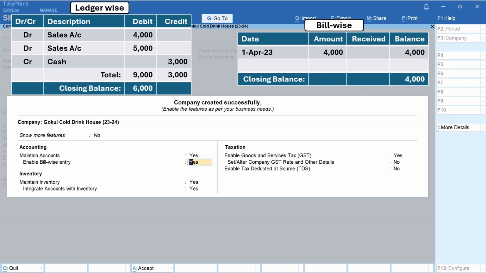Okay. Second method is maintaining balance bill by bill. That is bill-wise. On 1st April, we sold goods worth 4,000 rupees.